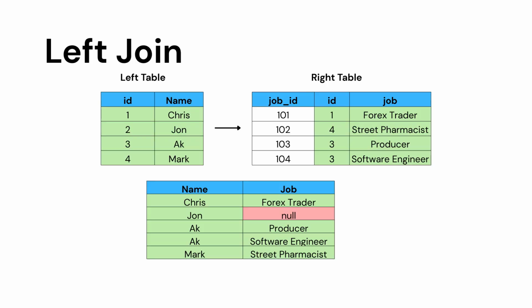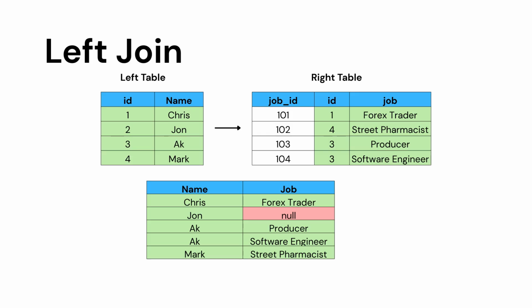But we see AK's ID 3 is in there twice for 2 jobs, a producer and a software engineer. So that means that he's going to be in the result twice. You see John is in the left table, but he's not in the right table. So he's still going to be in the result, but for his job, it's just going to be null because it's not in the right table.